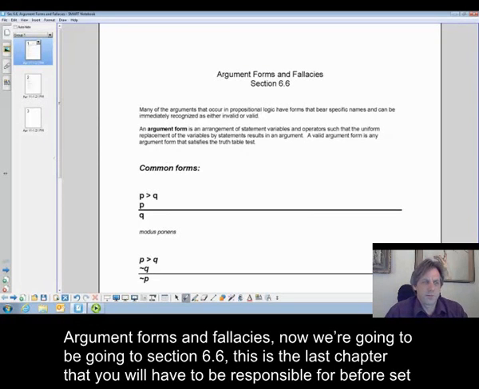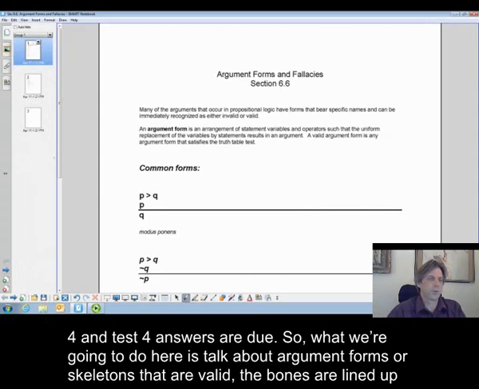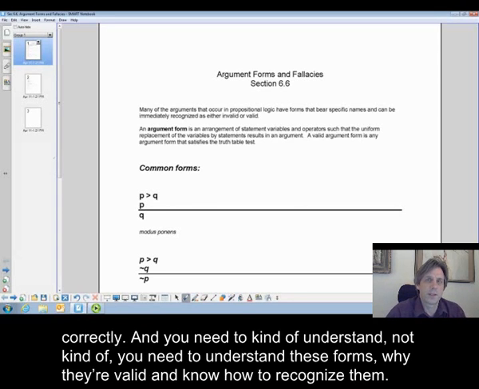Argument forms and fallacies. Now we're going to be going to section 6.6. This is the last chapter that you will have to be responsible for before set 4 and test 4 answers are due. So what we're going to do here is talk about argument forms or skeletons that are valid. The bones are lined up correctly, and you need to understand these forms, why they're valid, and know how to recognize them.